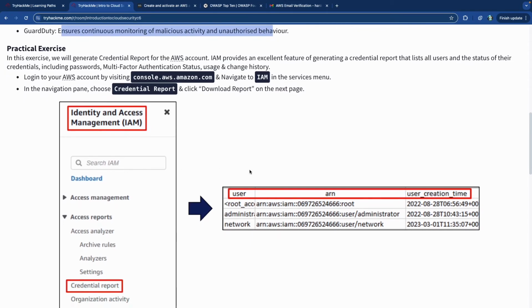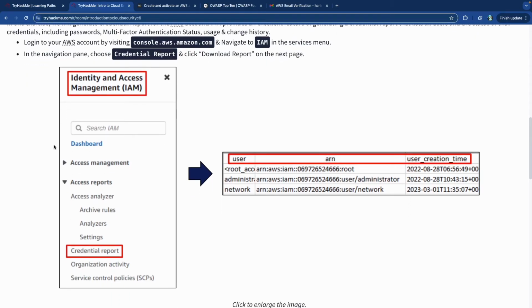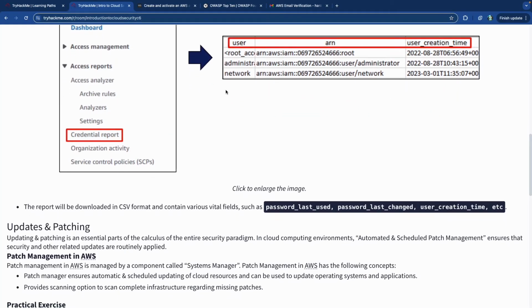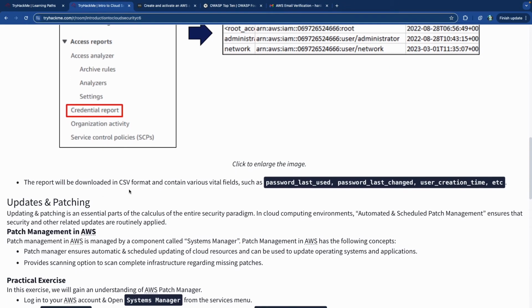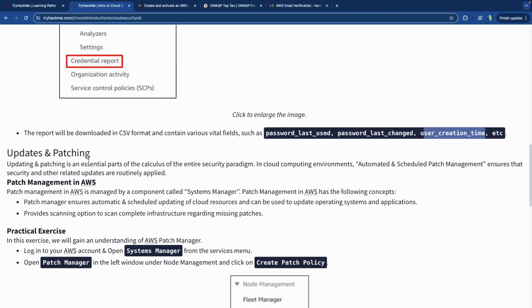So if we wanted to do this practically, we would need to go back to IAM and go into the console, navigate to IAM. In the navigation pane, you then go into access reports, and under that you have the credential report, and then you can download your credential report on the next page, and it gives you an Excel sheet. And then from there you get the root user, their specific username and the networks that they're assigned to, the user creation time, the user update time, a lot of that stuff. The report is going to be downloaded in CSV format, and it shows password last used, password last changed, user creation time, stuff like that.